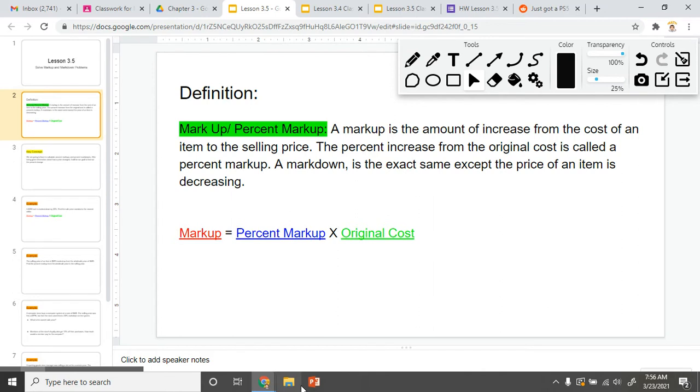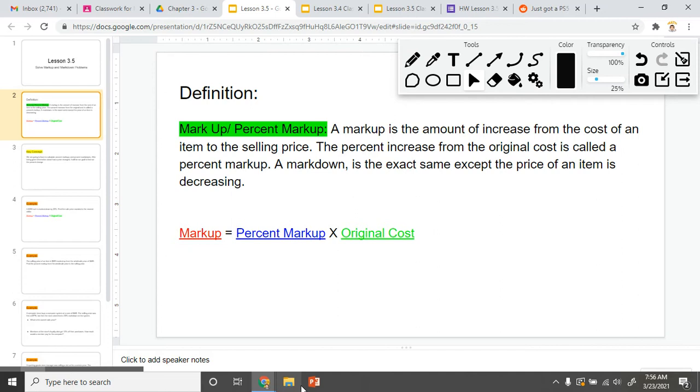Now the percent markup is the percent increased from the original cost. So basically when you're upping something, say something started at $10 and it went to $15, the $5 difference is the markup, and the percent markup is the percent by which it increased from $10 to $15. In this case, it would have been a 50% markup.